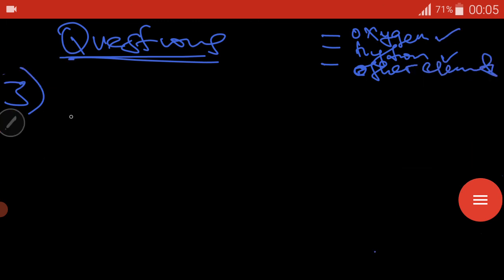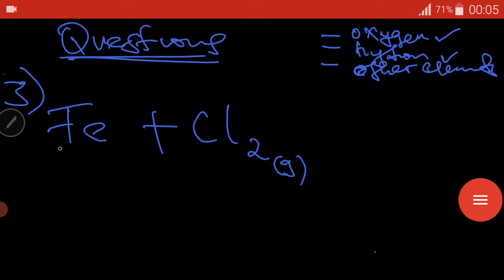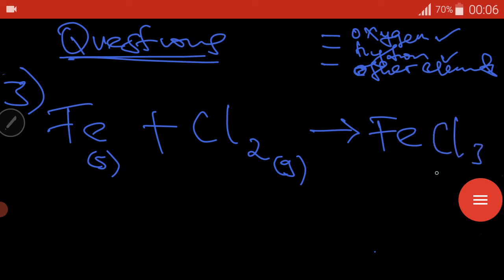We have iron, chlorine gas, iron chloride is a solid. State symbols: make sure you don't forget to include state symbols. Make sure you include them. Here it is in solid form.